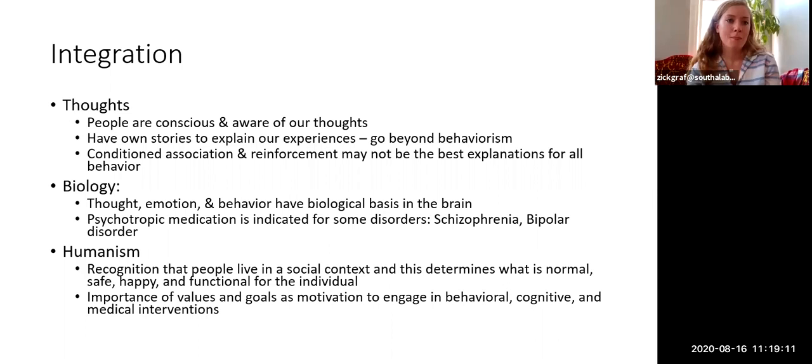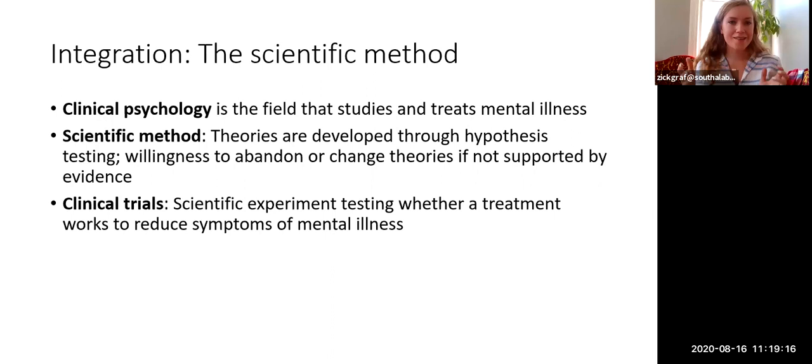Okay, so in the next lecture, we're really gonna focus a lot on integration, but this is just a preview because it's really important. So clinical psychology is a science. We study human behavior using scientific methods. And the goal of our study of human behavior is to better understand and come up with ways to treat mental illness. So the scientific method is essentially developing theories through hypothesis testing. So making informed guesses about the world and then doing experiments to see if those guesses are correct or not. And one example of scientific method in action to treat mental illness is the clinical trial. So the clinical trial is a scientific experiment that tests whether a treatment works or not by giving the treatment to one group of people and comparing their outcomes to another group of people who weren't given the treatment.